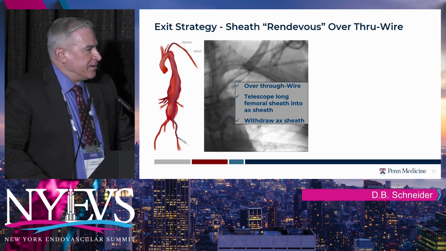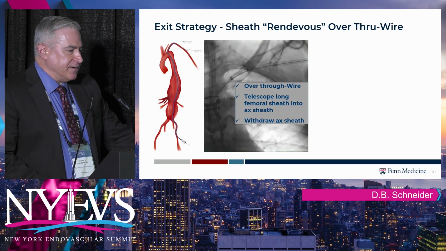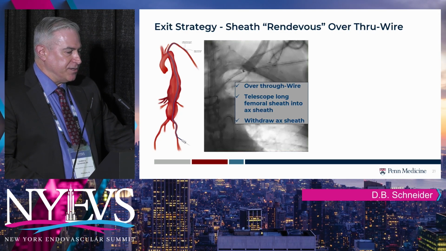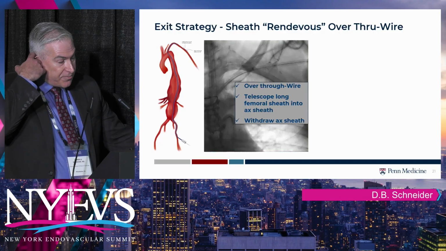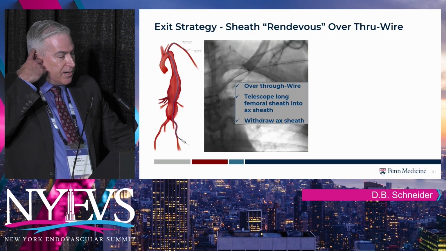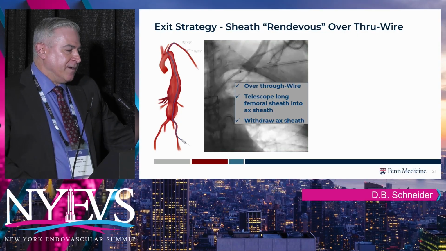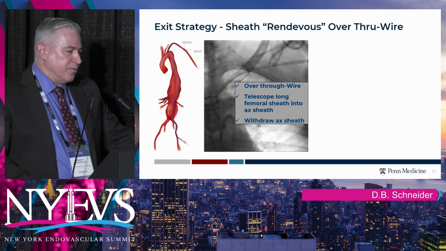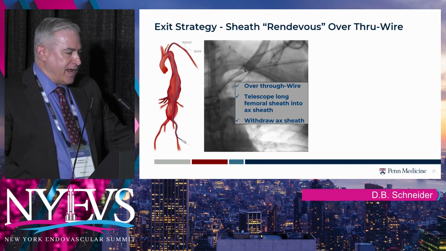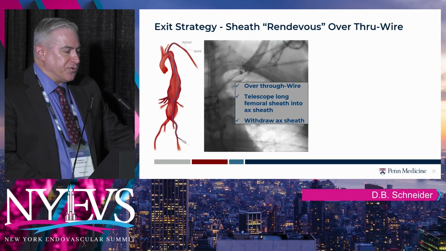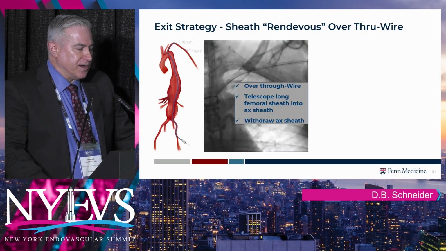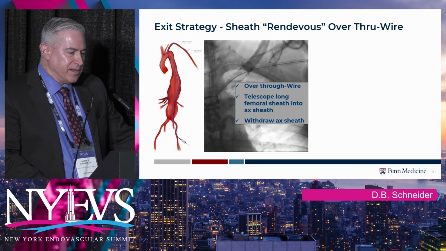Equally important is how you do your closure and get out of it at the end. So you have to have an exit strategy. So generally, we are working over through wires. So at the end of the case, we'll telescope a 7 or 8 French 90 centimeter long sheath from the femoral access over that through wire up into the 12 French axillary sheath. Then we'll withdraw that axillary sheath back once we've brought that femoral sheath up to the subclavian.